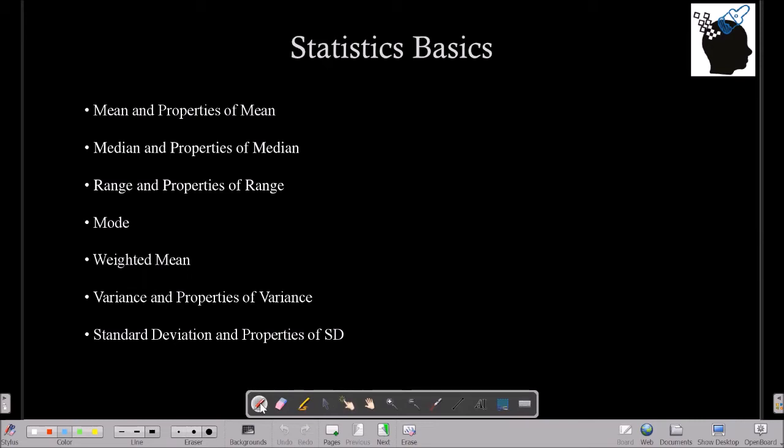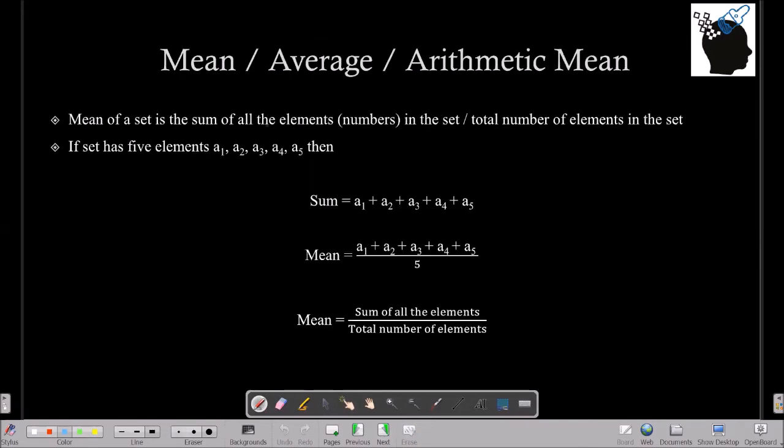Let's start by going through the mean. So mean or average or arithmetic mean of a set is the sum of all the elements in the set divided by total number of elements in the set. Let's take an example. So let's say we have a set of 5 elements, A1 to A5. Then we can find the mean by first finding the sum, which is nothing but sum of A1 to A5. And the mean will be nothing but sum of all the values divided by total number of values, which is 5 in this case. So mean of any set is nothing but sum of all the elements in the set divided by total number of elements in the set.